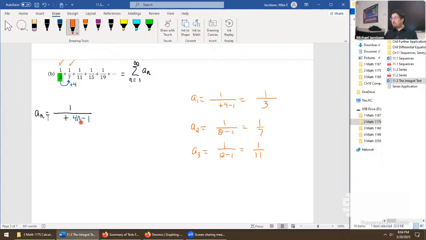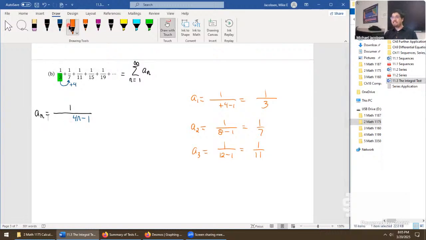At this point, I'm convinced. This looks like it's the right format for the series. An should just be 1 over 4n minus 1. We now visually inspect this, put 1, 2, 3, 4 inside. 16 minus 1 is 15. Put 5 inside. 20 minus 1 is 19. And that means we've got it right in this format right here. We never use the 3. This is just the right format in the very first place.